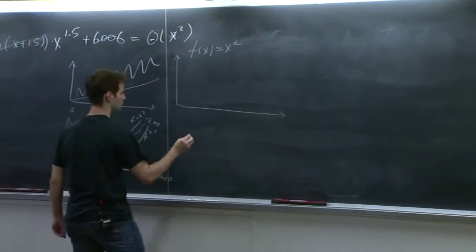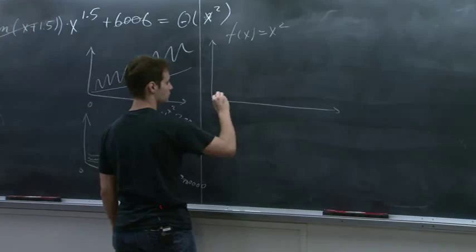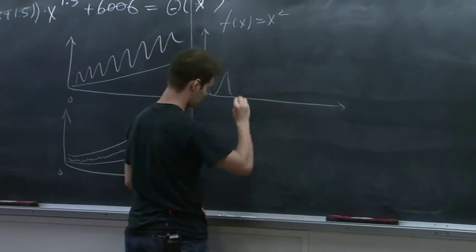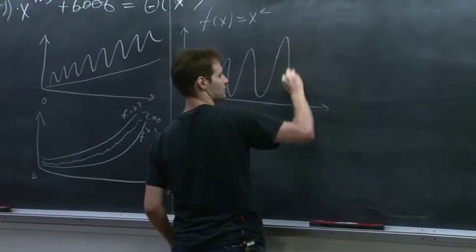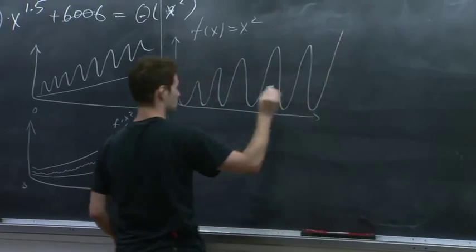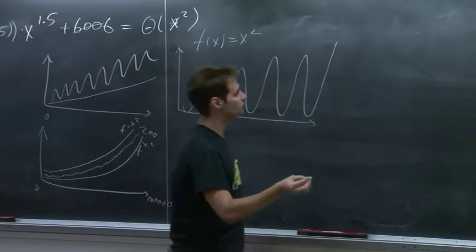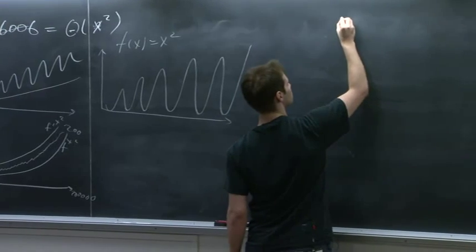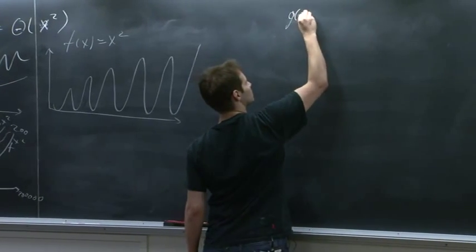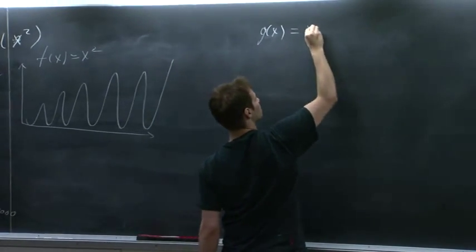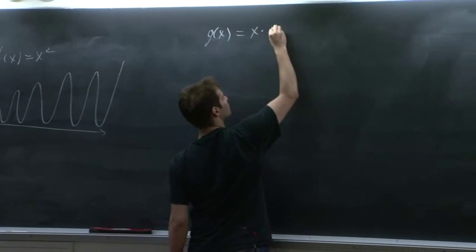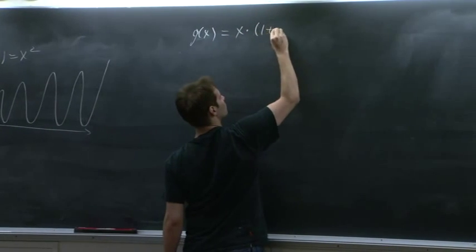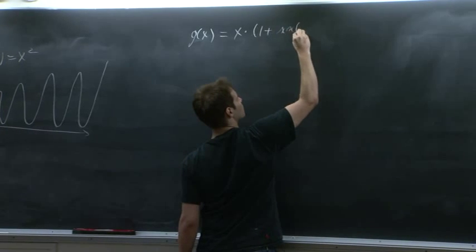So suppose I have another function that looks like this. So this is kind of ugly, too. This function is g of x, say x times 1 plus sine of x.